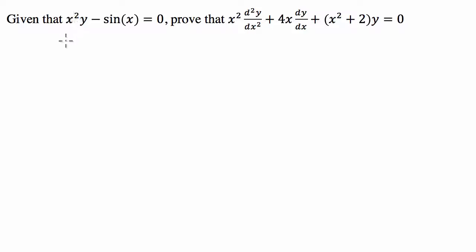So we have the derivative of the front, which is 2x, times the back, plus we leave the front constant and we times it by the derivative of the back. Now, if we've just got y here, the derivative of the back is just going to be dy over dx.